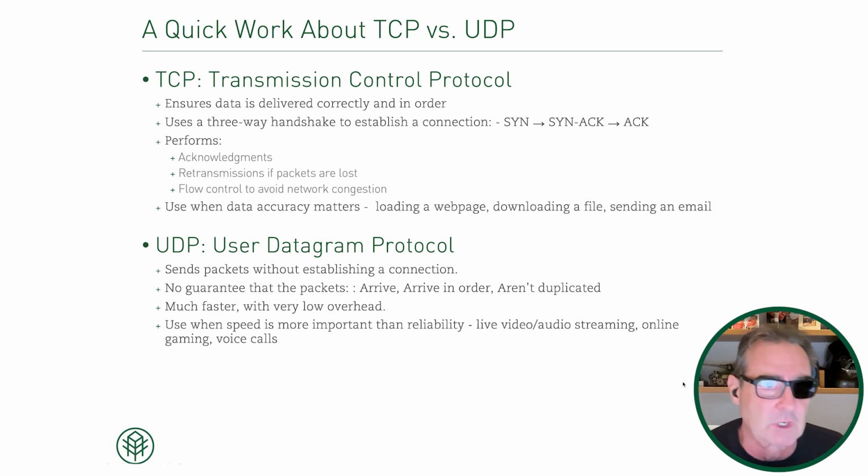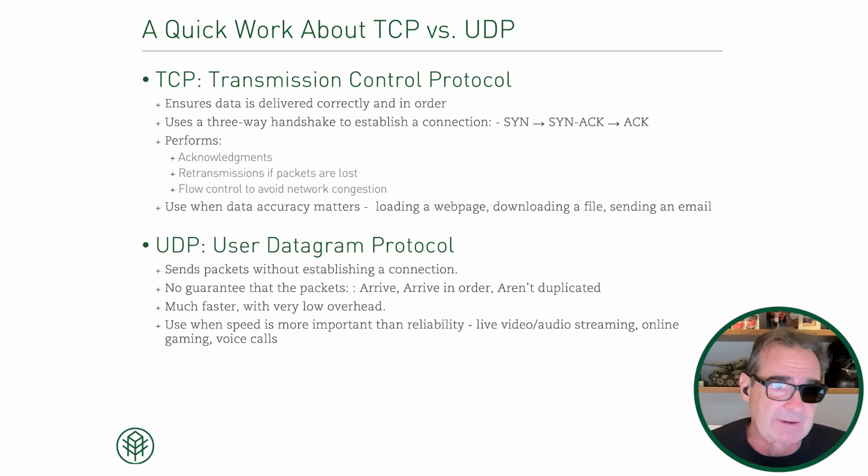For all practical purposes in our world, you've got TCP and UDP. TCP, Transmission Control Protocol, assures that data is delivered correctly and in order. It gets sent from one machine to the other following a three-way handshake: you're synchronizing, you're acknowledging the connection, you're acknowledging a packet of data sent. It performs acknowledgements, it performs retransmissions if packets are lost. It handles flow control to avoid network congestion, so it'll slow things down from your server to your client and vice versa, depending on how busy the network is. And so TCP is used when data accuracy matters. Web pages, downloading a file, sending an email, these all tend to be TCP-based protocols.